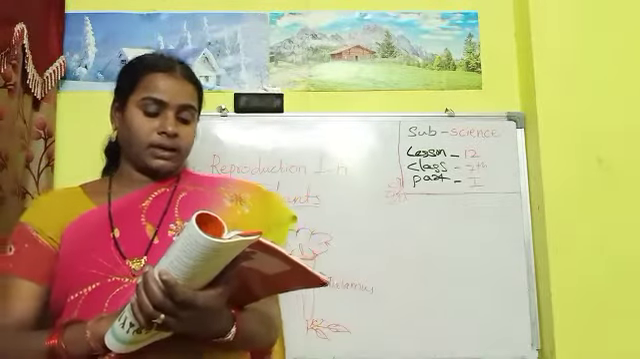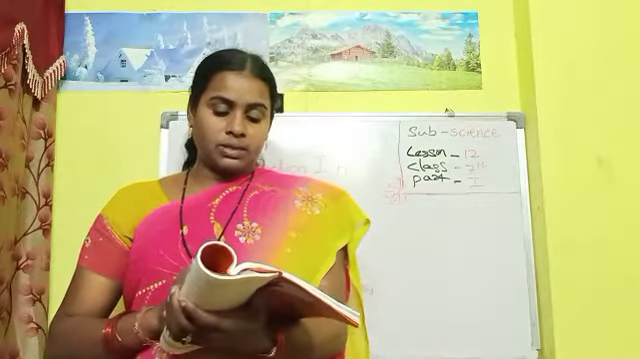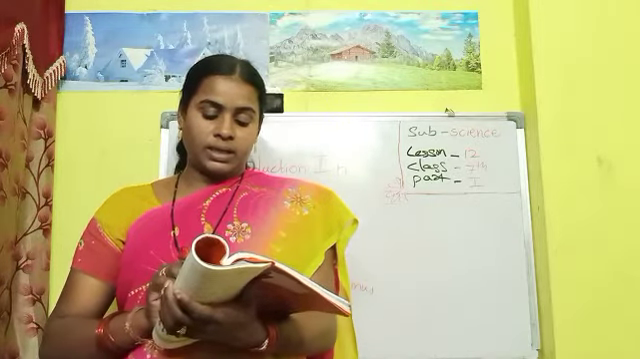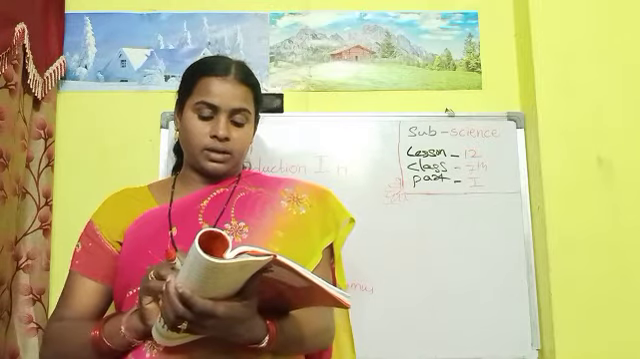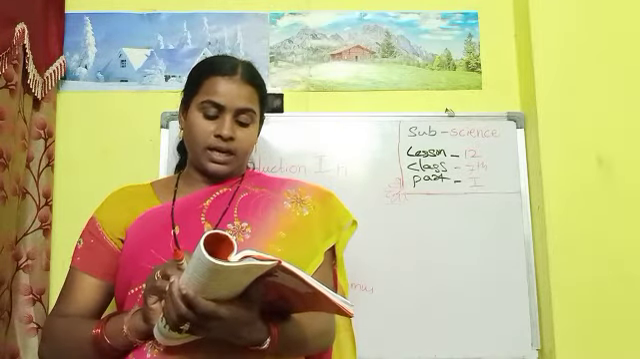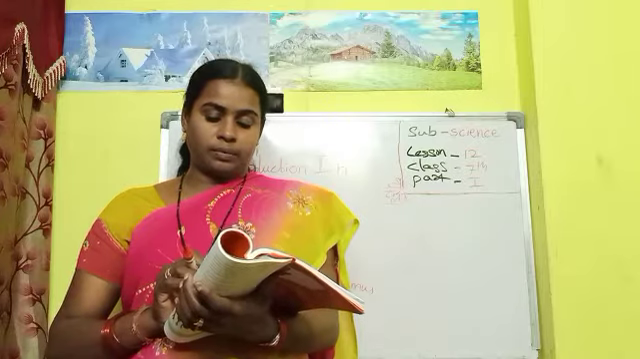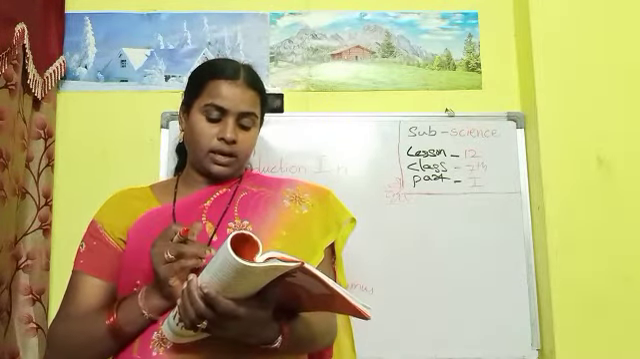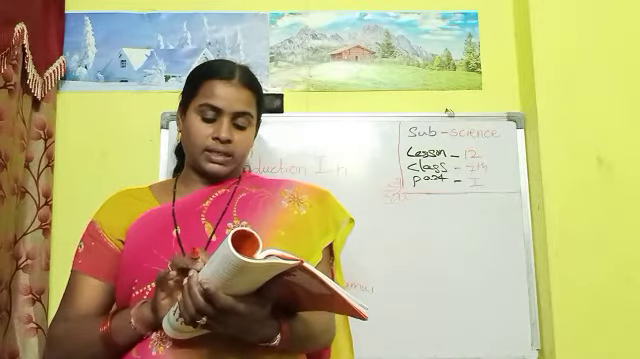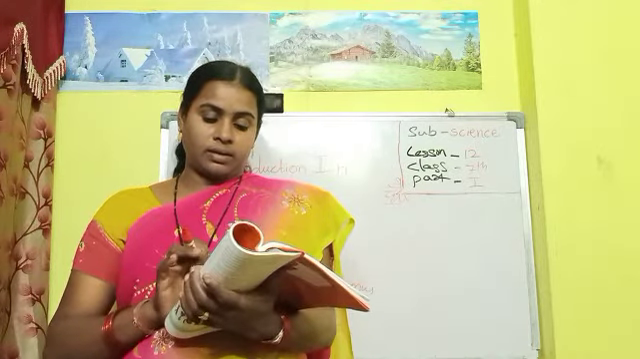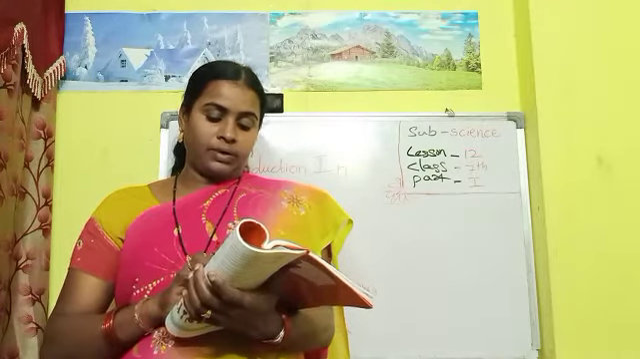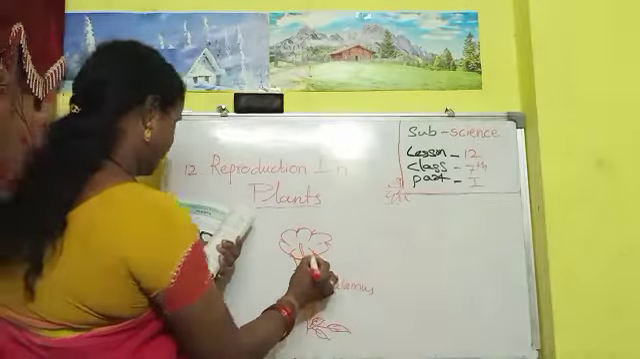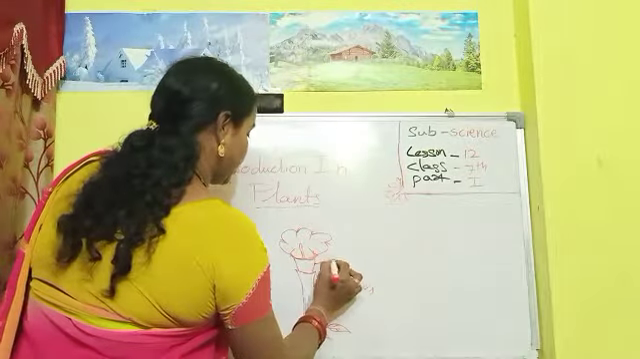Now calyx we'll see. Now let us observe the part that comes just above the thalamus. There is a green tube-like structure called calyx. The edge of the part towards the petals has thin leaf-like structures called sepals. So children, this is a calyx.